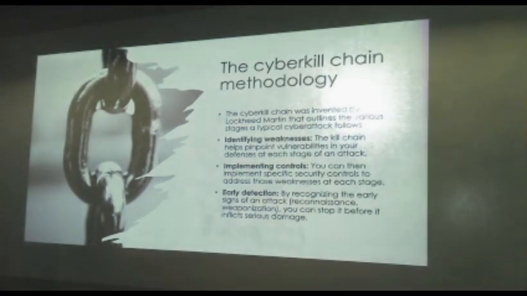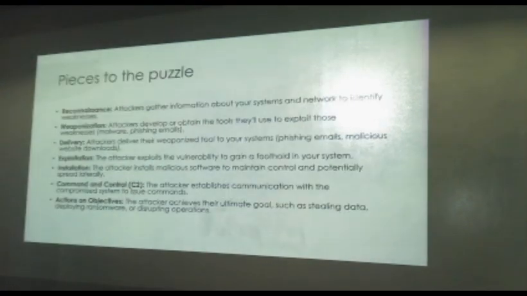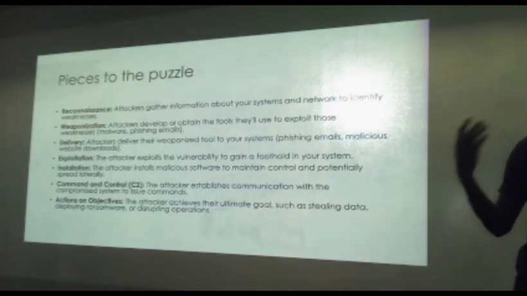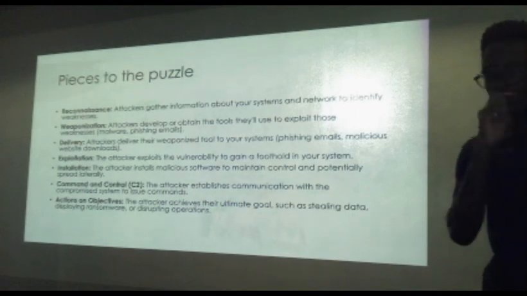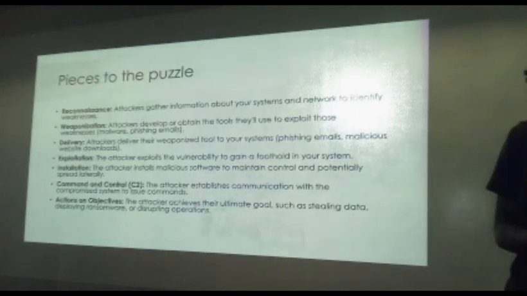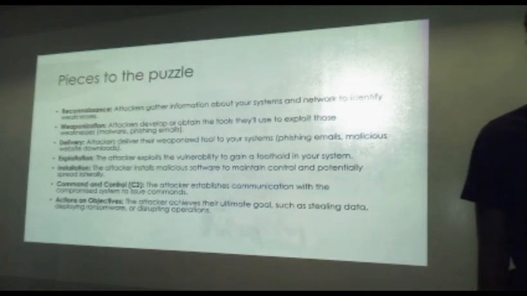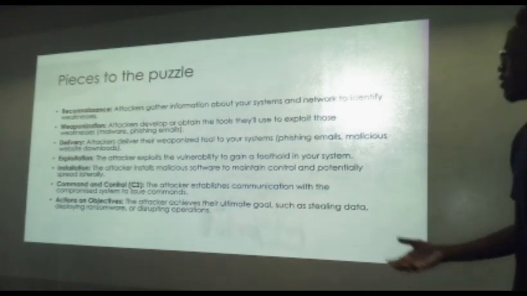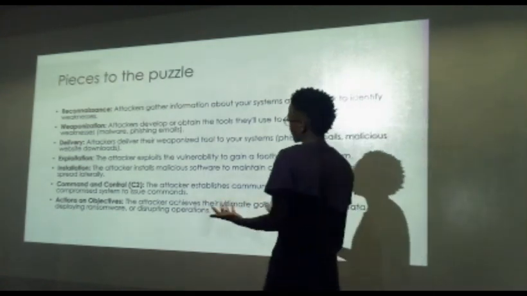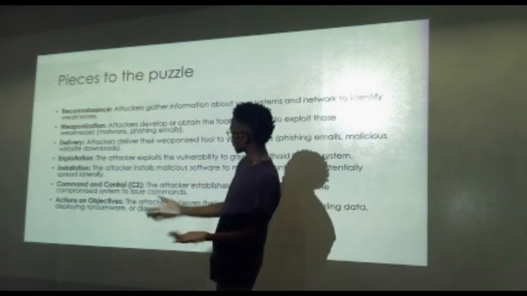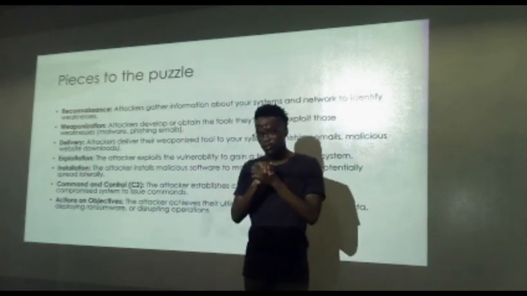So what does the cyberkill chain have really? Okay, we're going to look at the old cyberkill chain, and then we're going to look at the improved cyberkill chain. Okay, the old cyberkill chain was this one. It has 7 pieces, okay? It looks simple, doesn't it? There's reconnaissance, weaponization, delivery, exploitation, installation, command and control, action and objectives.